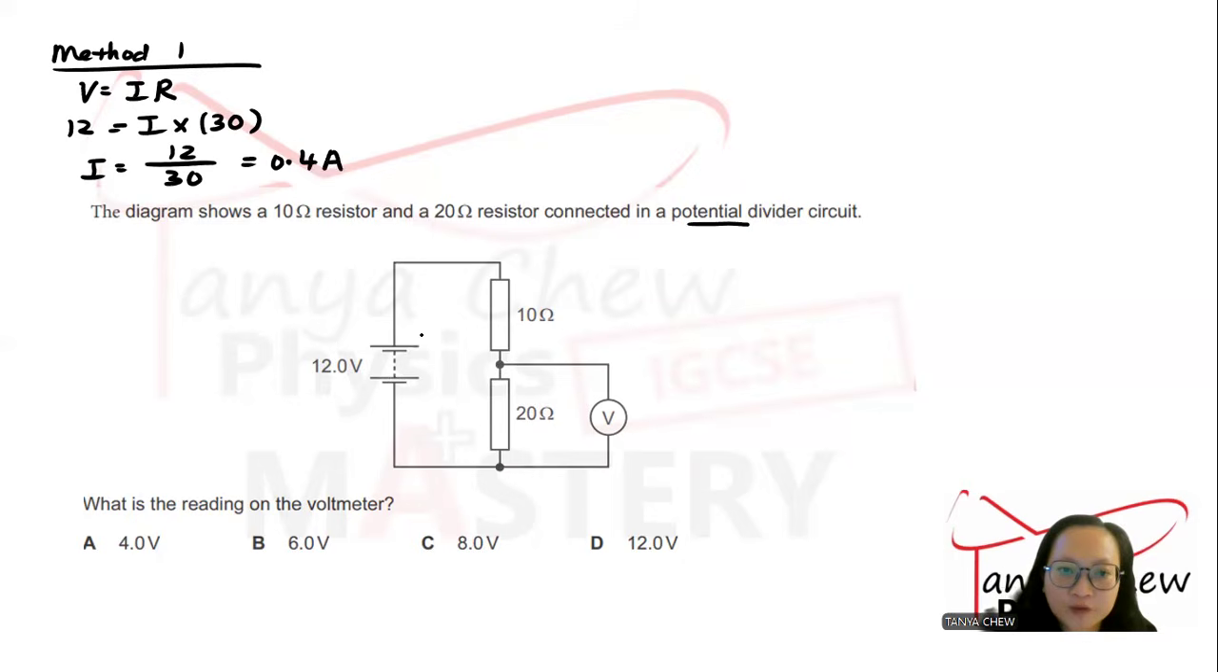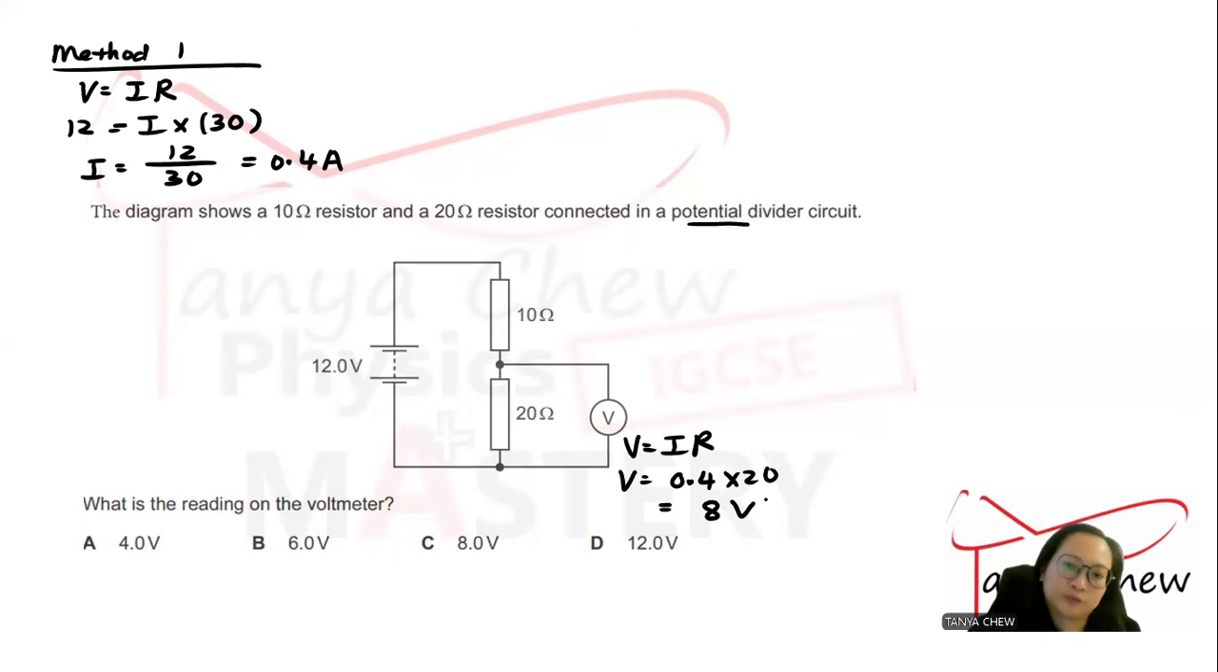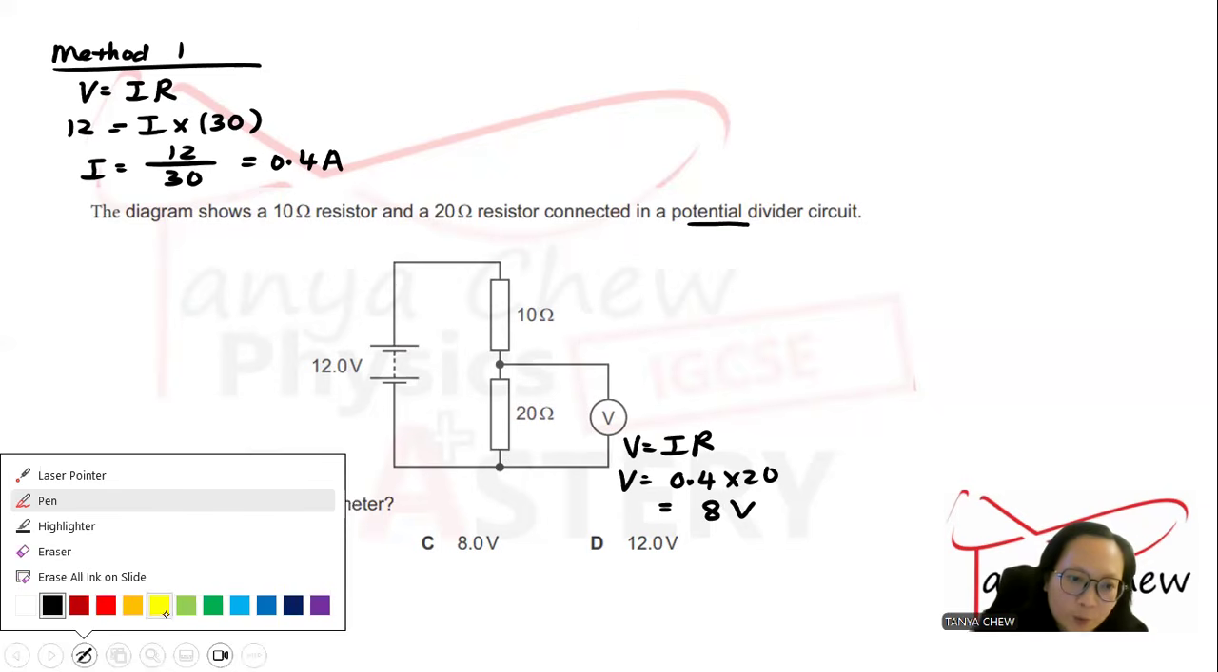Since I know that this is a series circuit, the 10 ohm and 20 ohm have the same current flowing through them, which is 0.4 ampere. So if I want to find the value reading on the voltmeter, I just use V equal to IR. I is equal to 0.4, R is 20. So you will end up getting 8 volt. Yeah, this is method number 1.